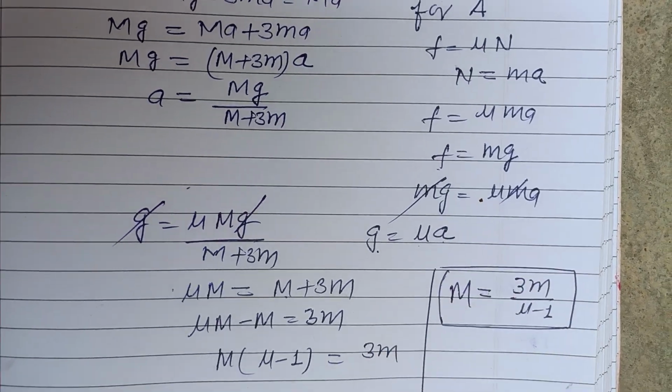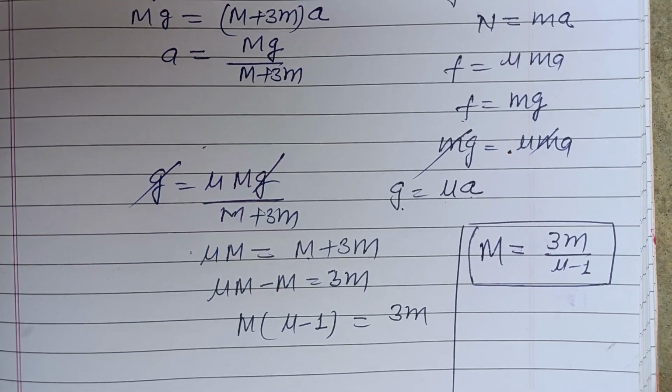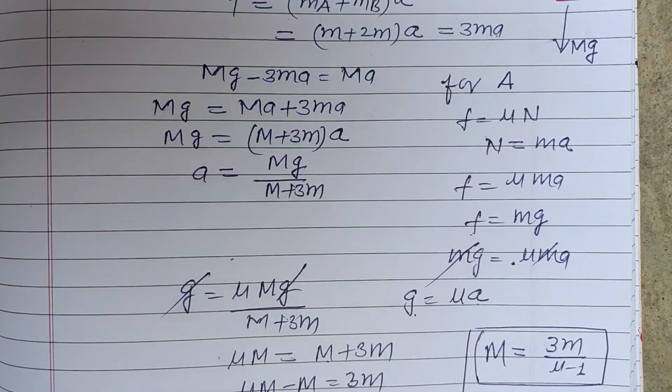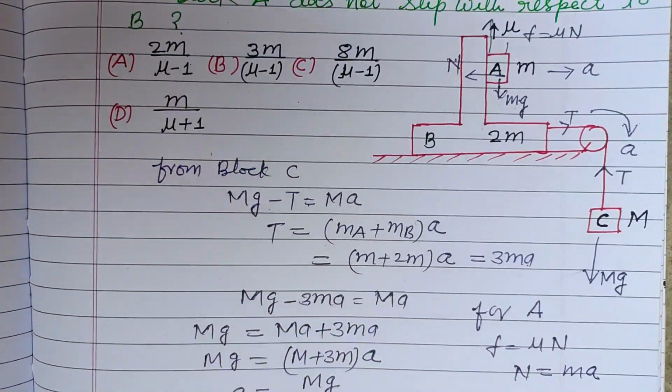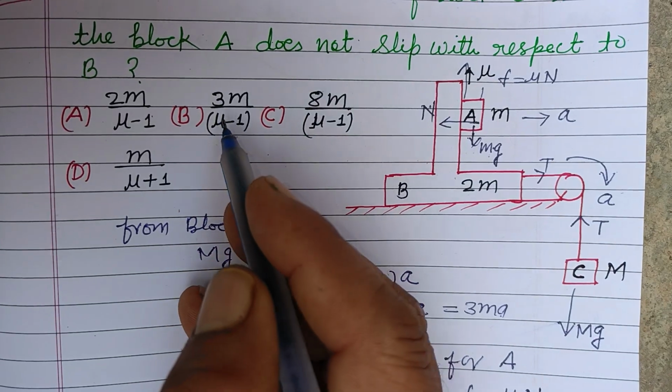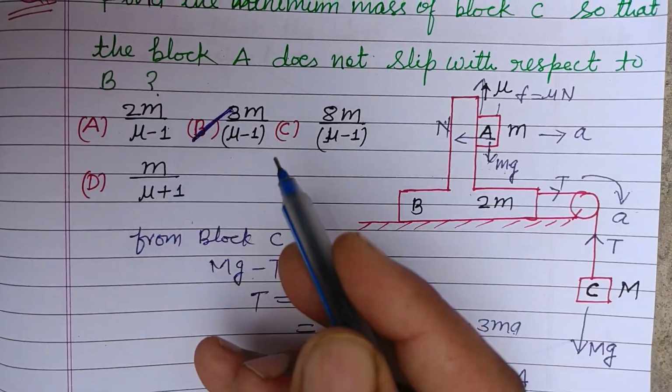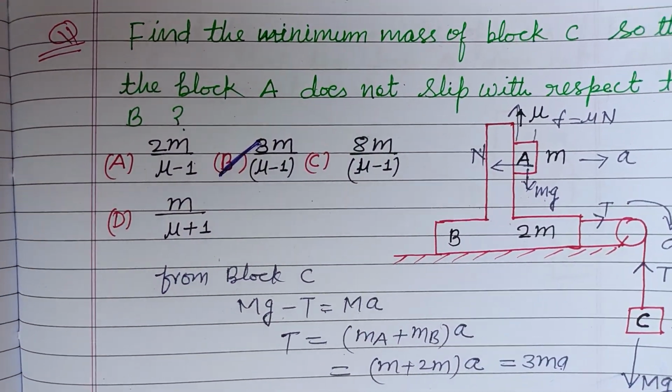So this is our answer. Capital M equals 3m upon mu minus 1. So 3m upon mu minus 1 is the correct answer, which is found in option B. So option B is correct.